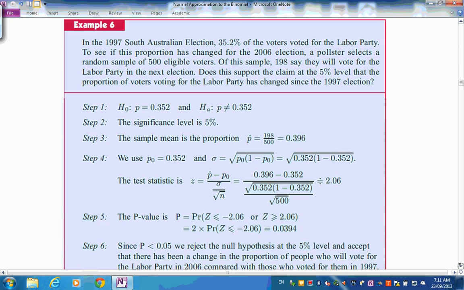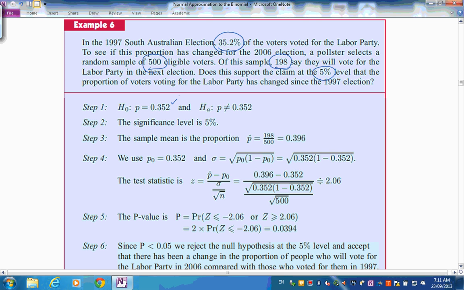Okay, so here's an example. In the 1997 South Australian election, 35.2% of the voters voted for the Labor Party. To see if this proportion has changed for 2006, a pollster selects 500, n is 500, and 198 say they'll vote for the Labor Party. Does this support the claim that the proportion of voters has changed at the 5% level? Okay, what's the null hypothesis supposed to be?